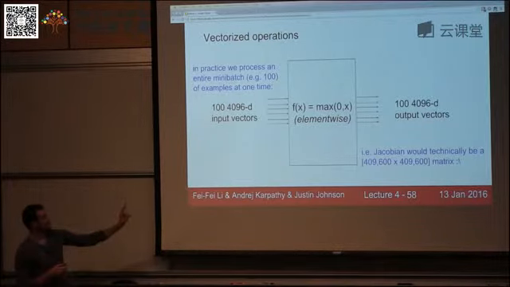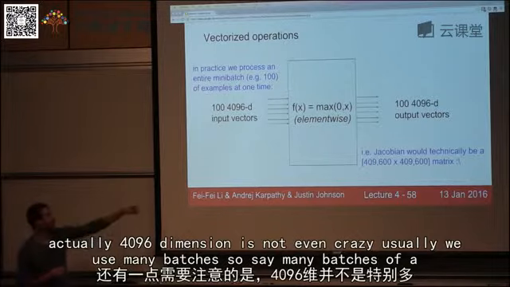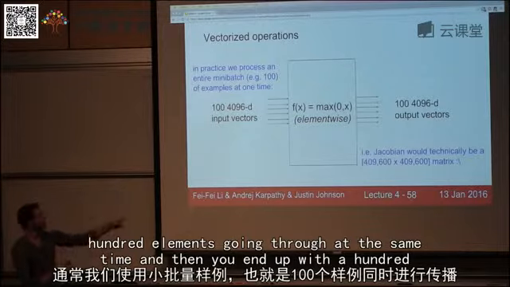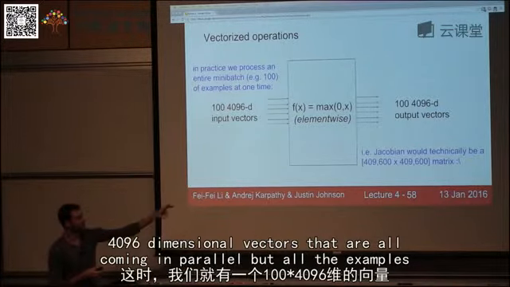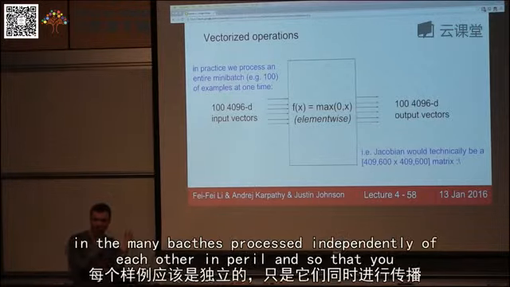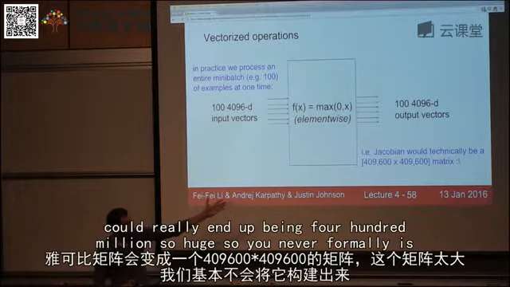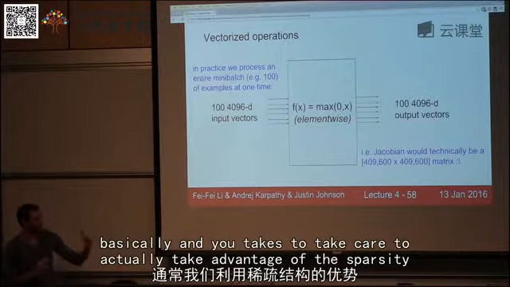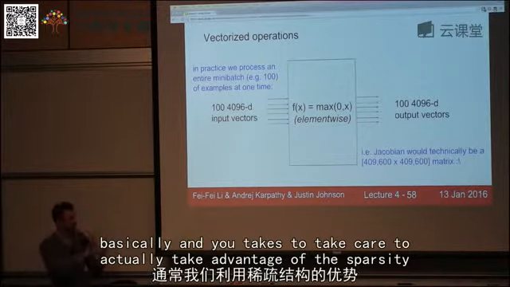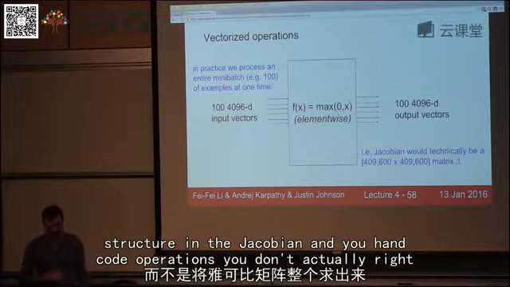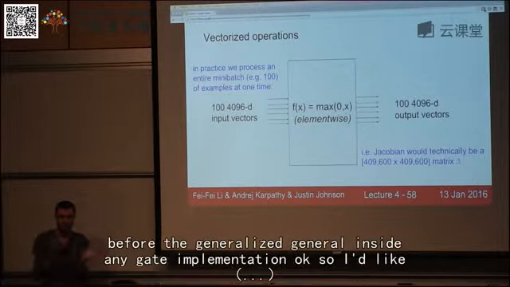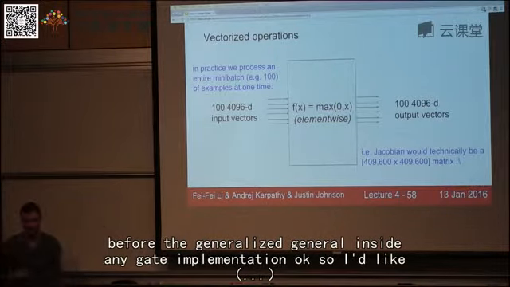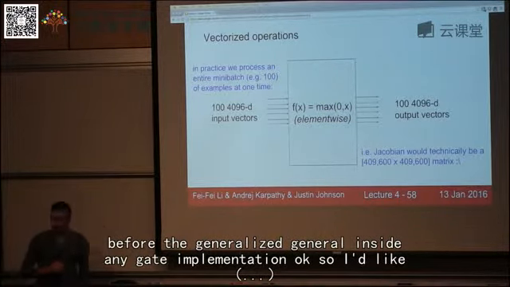So I wanted to also make the point that actually 4096 dimension is not even crazy. Usually we use mini batches, so say a mini batch of 100 elements going through at the same time, and then you'd end up with 100 4096 dimensional vectors that are all coming in parallel. But all the examples in a mini batch are processed independently of each other in parallel, and so this Jacobian matrix really ends up being 400,000 by 400,000, so huge. So you never form these basically, and you take care to actually take advantage of the sparsity structure in that Jacobian, and you hand code operations. You don't actually write the fully generalized chain rule inside any gate implementation. Okay, cool.